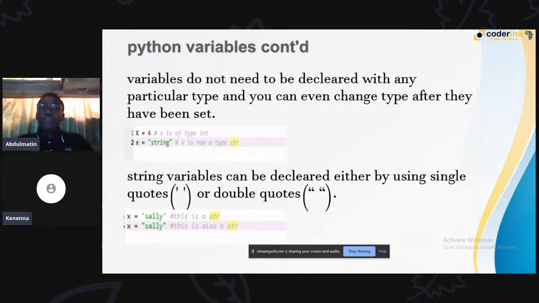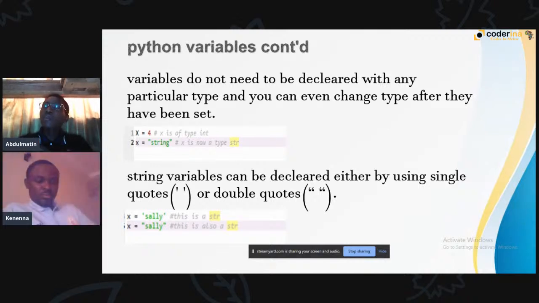So, variables do not need to be declared, like what I said before. Variables do not need to be declared with any particular type. You can even change the type after they have been set. What we mean by that is, I say x is equals to 4. Now 4 is inside the container x. X is a variable, which is a container holding 4, and x is of the type integer. Since 4 is an integer, our x is also an integer.